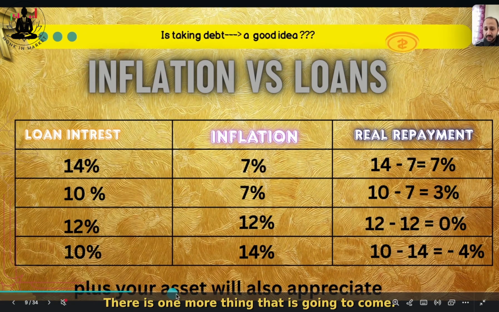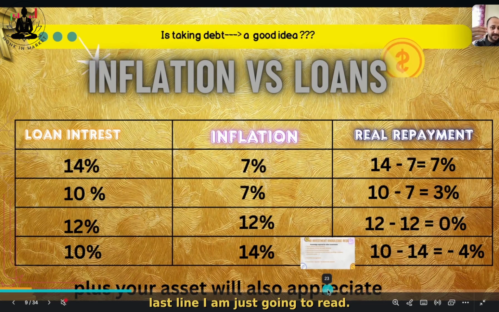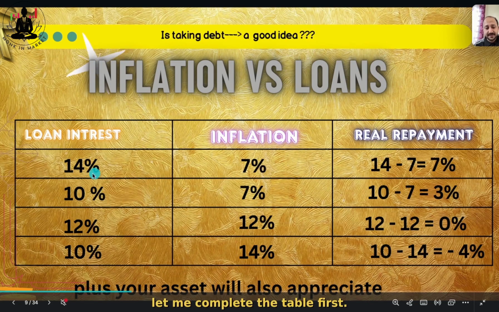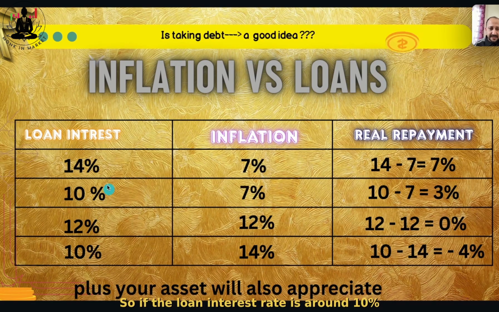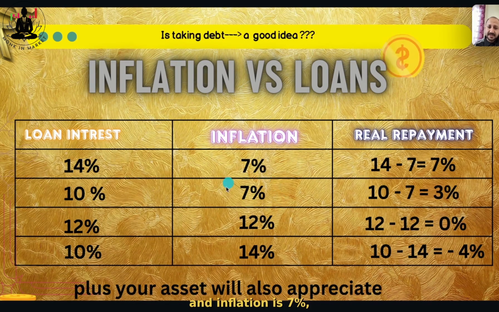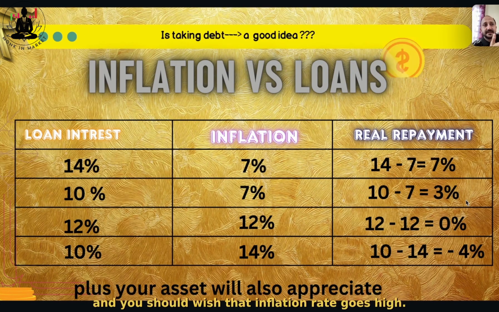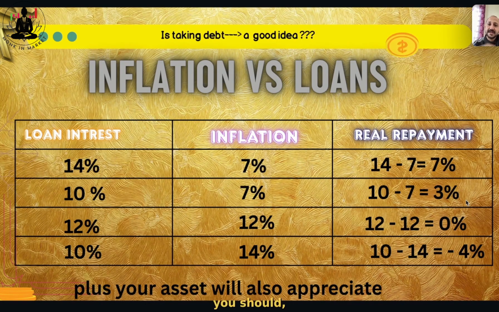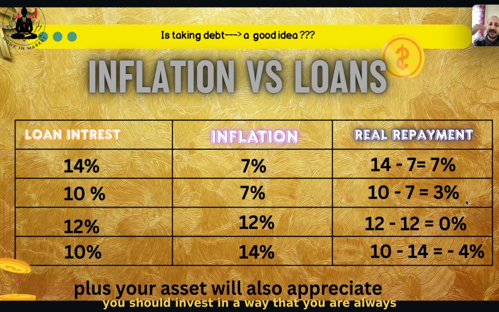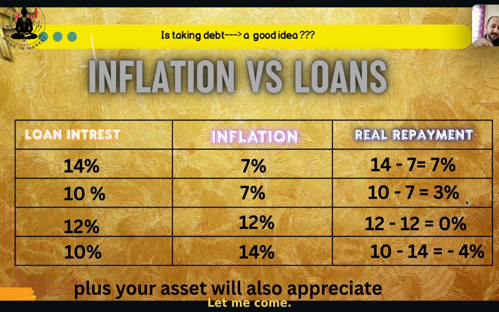There is one more thing that is going to come, this last line, I'm just going to read. Let me complete the table first. If the loan interest rate is around 10% and inflation is 7%, then 10 minus 7 is 3. It means you are paying, in real terms, a 3% interest rate. It means when you are taking a loan, you should wish that the inflation rate goes high. But when you are investing, you should invest in a way that you are always beating inflation, right?